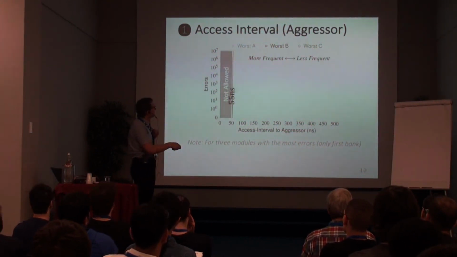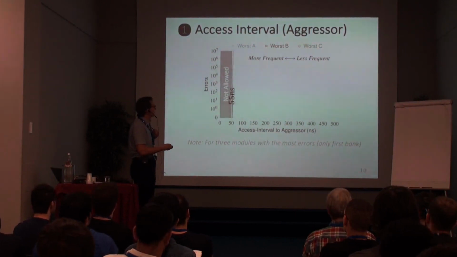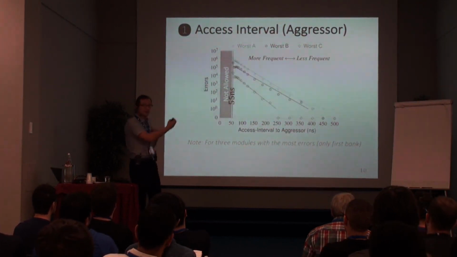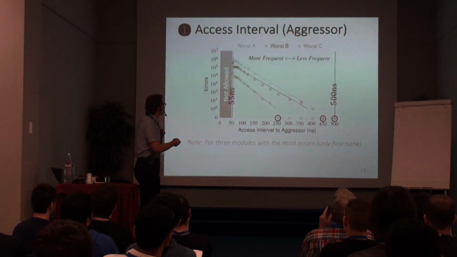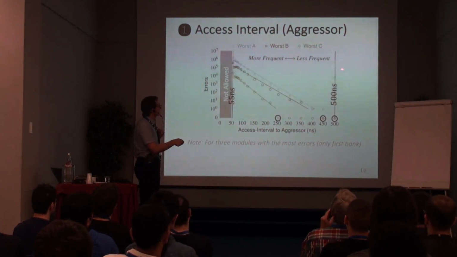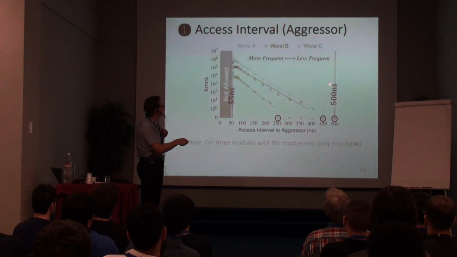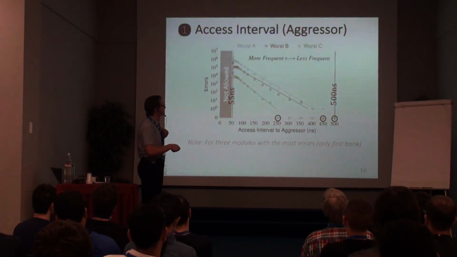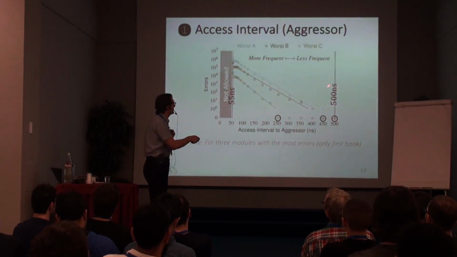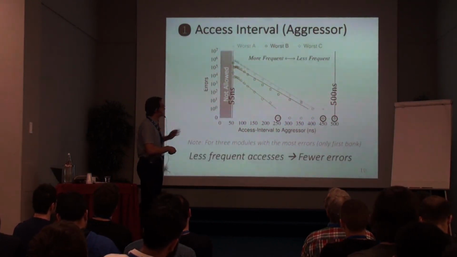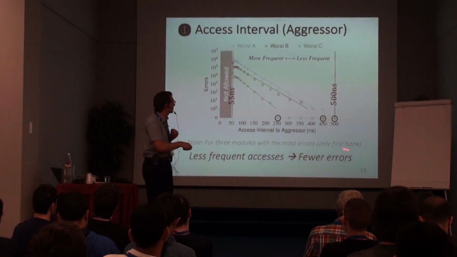Now, if we increase that access interval to the hammered row, we clearly reduce the number of errors because we're not accessing as fast. So in order to get rid of all of the errors, you need to increase your access interval to 500 nanoseconds, which is not good, right? You don't want to reduce your access rate to DRAM to get rid of all of these errors. Basically, if you're accessing DRAM less frequently, you get fewer errors.